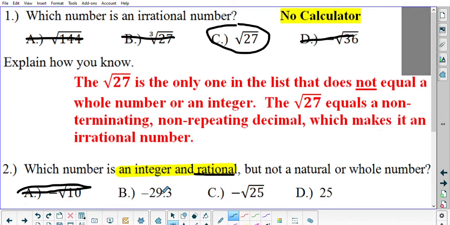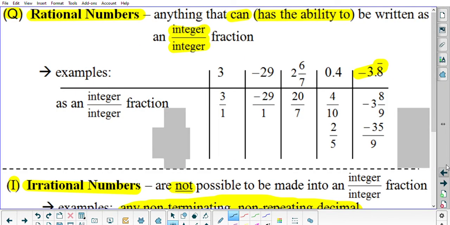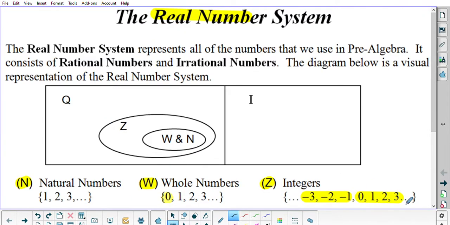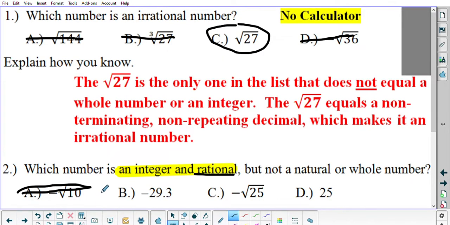Integer. Can this be an integer? Do integers include decimals? Look back at your guided notes. No, integers do not include decimals. So, sorry, negative 29.3 cannot be an integer.